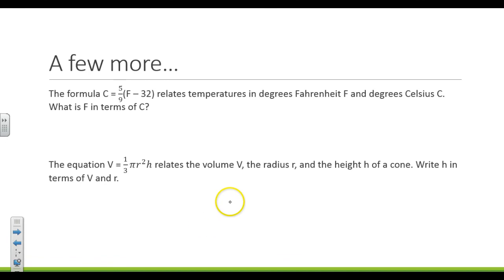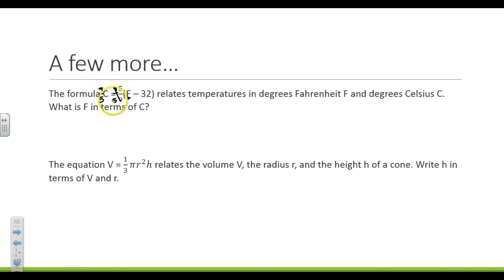Okay, a couple more to look at. The formula C equals 5/9 of the sum of F minus 32 relates temperatures in degrees Fahrenheit F and degrees Celsius C. What is F in terms of C? That just means get F alone. So here's our F. Well, I don't like this 5/9. So to get rid of that, I multiply both sides by 9/5. So that puts a 9/5 right in front of my C.